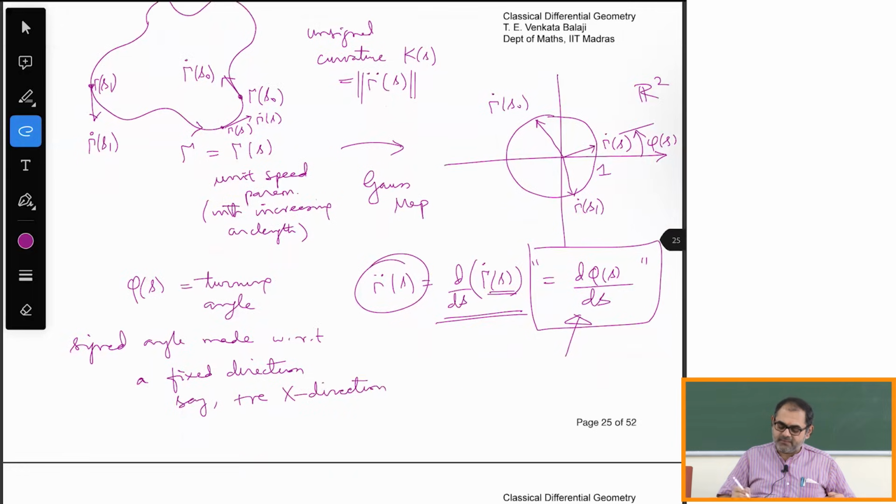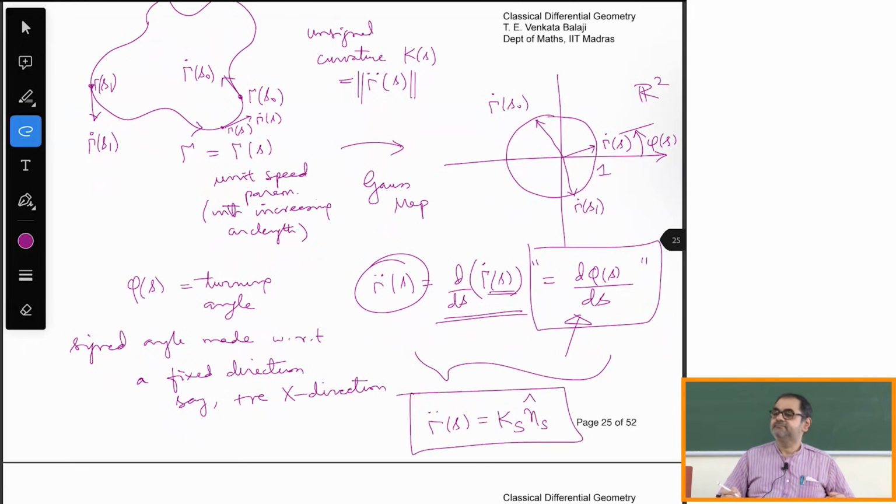And the beautiful thing is, what is the correct version of this equation? You will get gamma double dot of s will be nothing but k of s times n of s hat. This is what you will get. If you want to write it properly as a vector equation, the scalar will be k of s, the signed curvature, and this n of s hat will be the signed normal. The k of s is going to be nothing but d phi of s by ds. It is going to be the rate at which the turning angle changes.